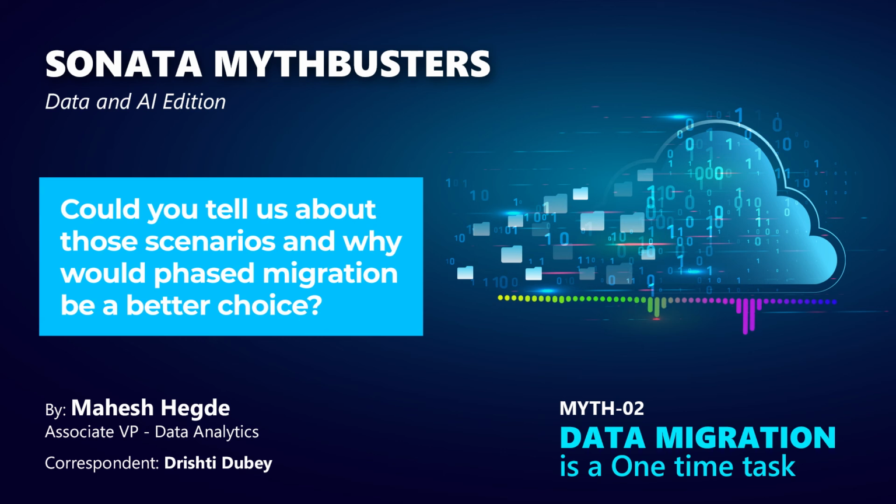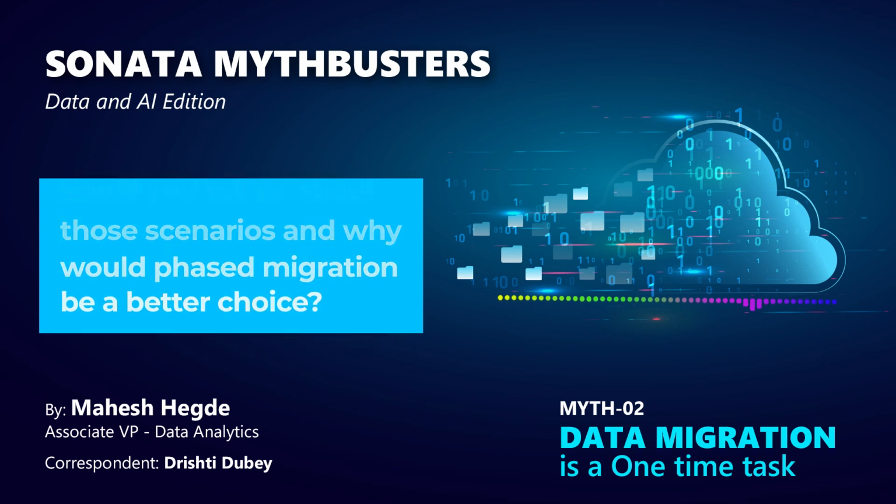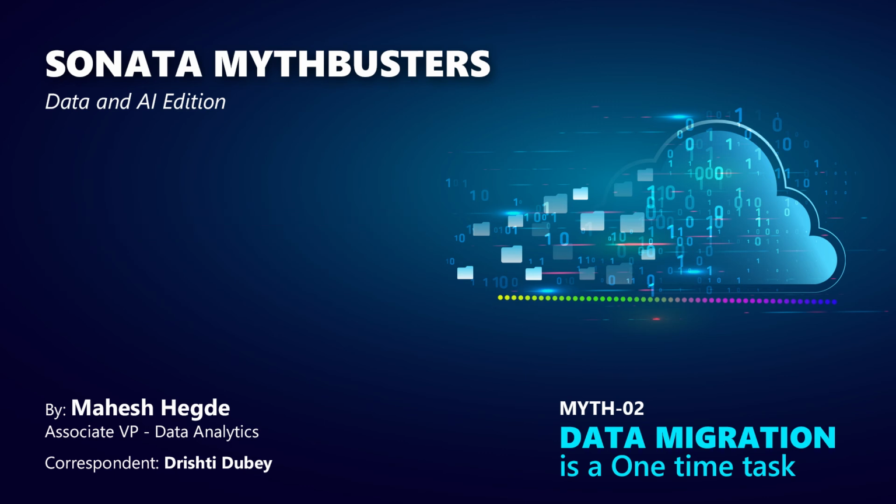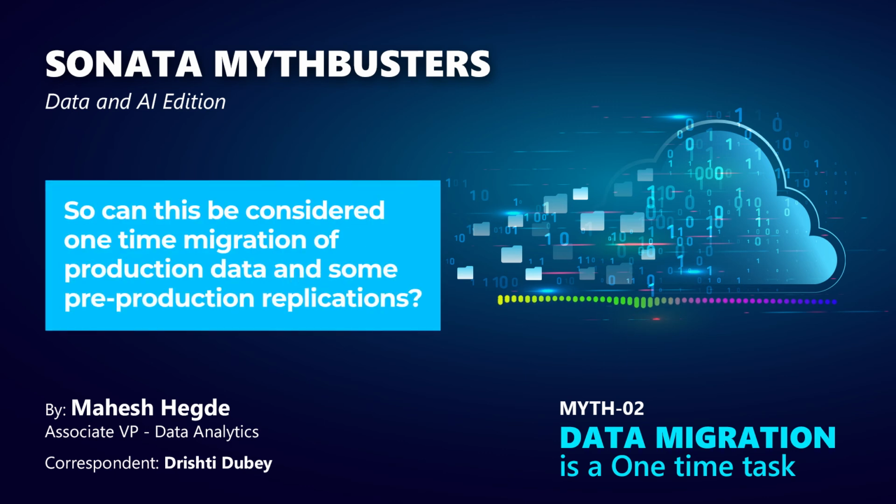And then of course, once you move it, there may be some additional replications of data or security setup or backup process, etc. So that's sort of for a given application itself, there is a phased migration involved. So can this be considered one-time migration of production data and some pre-production replications? Not really. I mean, for one application, it would appear like that. But remember, though, that this is one of the hundreds of applications we are talking about. So you still have to migrate those remaining applications.